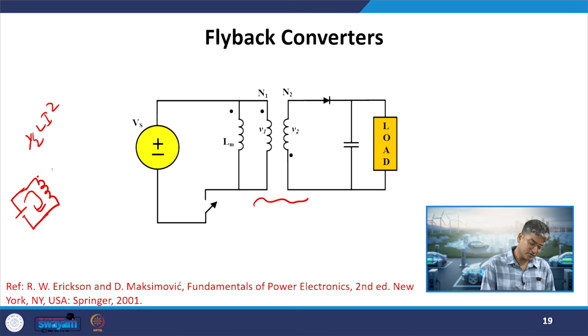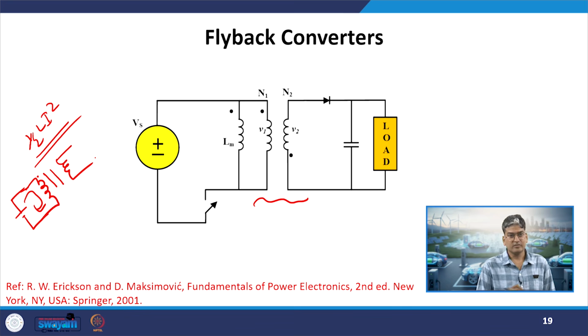After my transformer core is saturated, it will not have this relation. It will start behaving like a conducting wire, and ultimately we will have a huge amount of current through the circuit and it will be damaged. Here the transformer is nothing but a coupled inductor circuit.